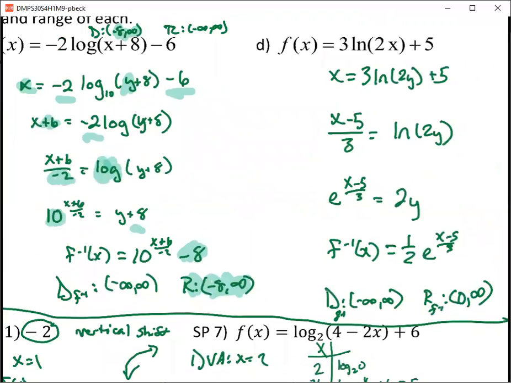For part D, switch x and y. We have to undo the 5, then undo the 3. And I did that in one step. We started by subtracting 5, then dividing by 3. Now, how do I undo the natural log? I take e to both sides. So e to the left side is just that. e to the right side is 2y. And then we divide by 2, or I like to always say multiply by a half. Now, this exponential function is +0, so our range is from 0 to infinity, where the domain of an exponential is all real.